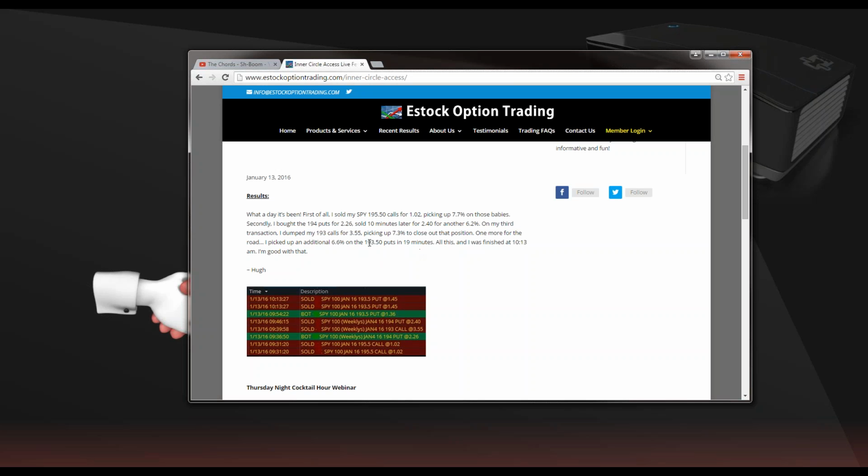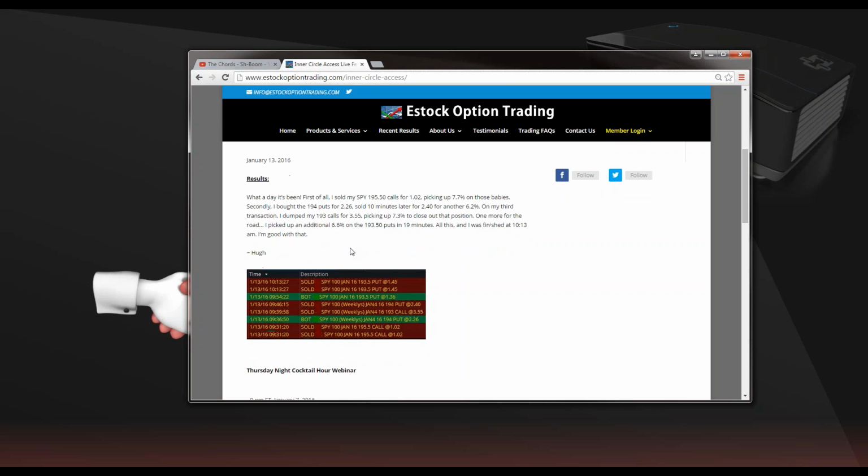I had several trades here that I was actually in and out of. So I picked up 7.7% on the first trade, 6.2% on the second. Third trade, I picked up 7.3%. And in addition, I had another 6.6% in 19 minutes on a fourth trade. So I was finished here by 10:13 in the morning. So all told, what is that? 7, 13, almost 14, 14, 21, 27, something like 27% for the day. So that's pretty good.